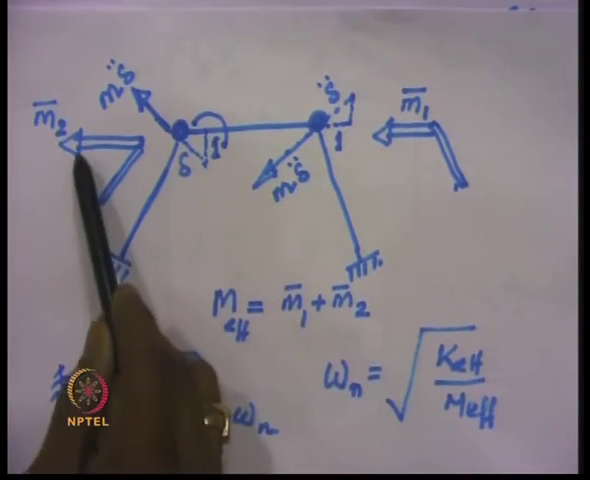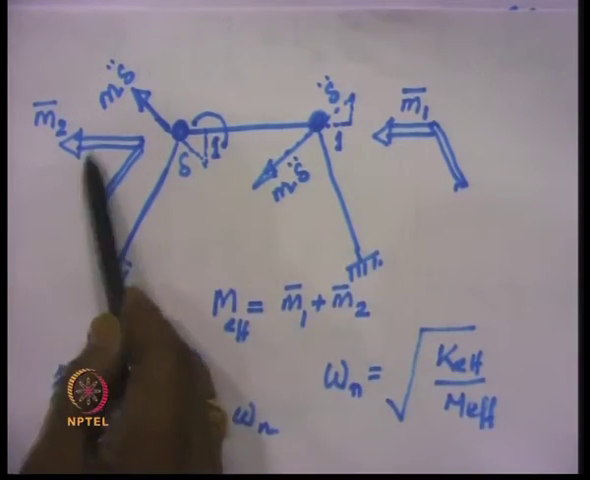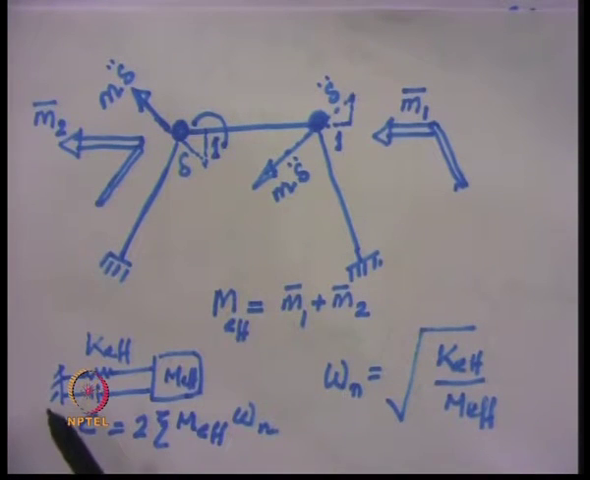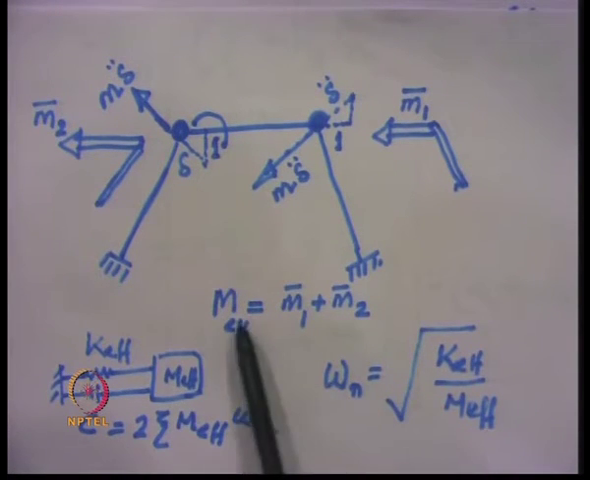So, the sum of these two inertia forces is the mass matrix, or the equivalent mass of the system. So, for calculating omega n, we make use of the square root of k effective divided by m effective, where m effective is this one and the k effective we have found out before.